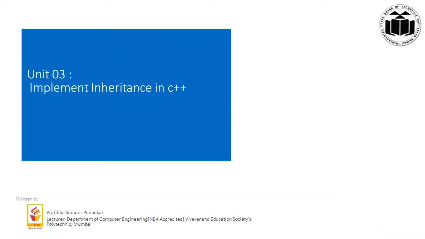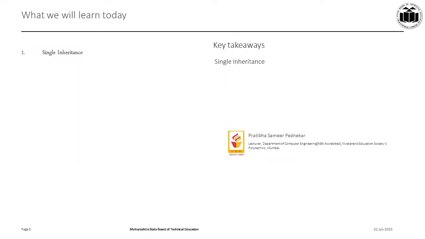In object-oriented programming, we start with unit number 3, Implement Inheritance in C++. In the earlier lecture, we already saw what inheritance is, what a base class and derived class are, and the different visibility modes. Today, we are going to learn single inheritance with its syntax and example.